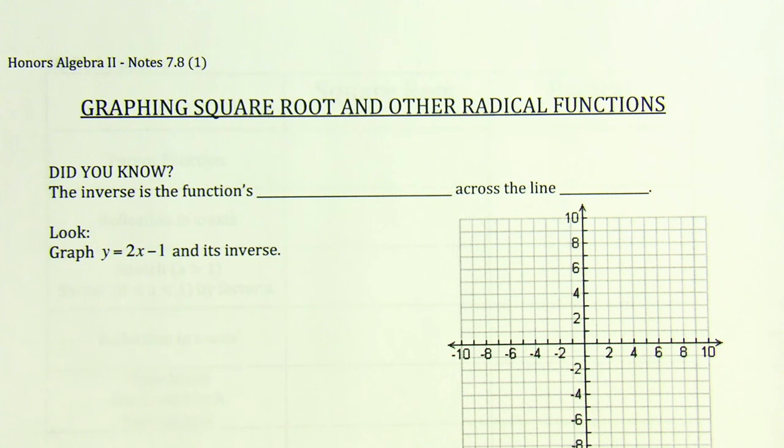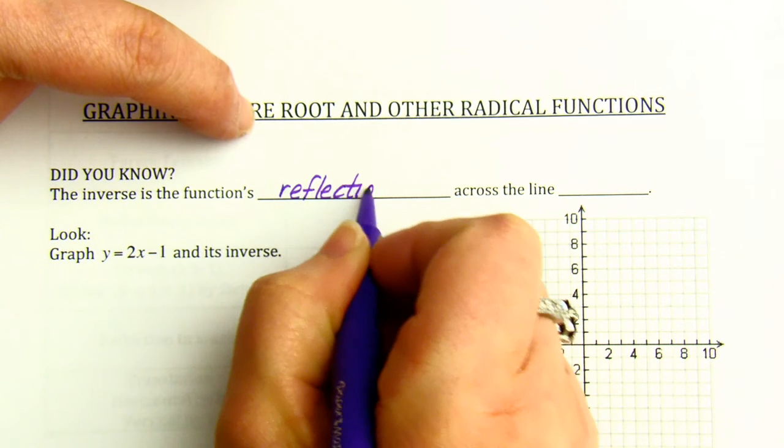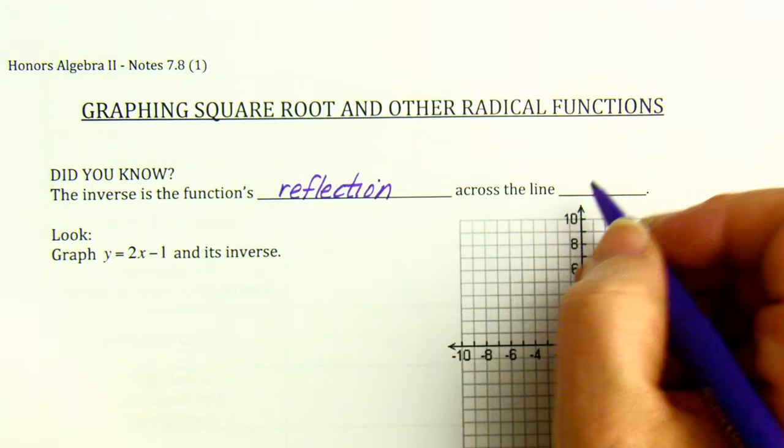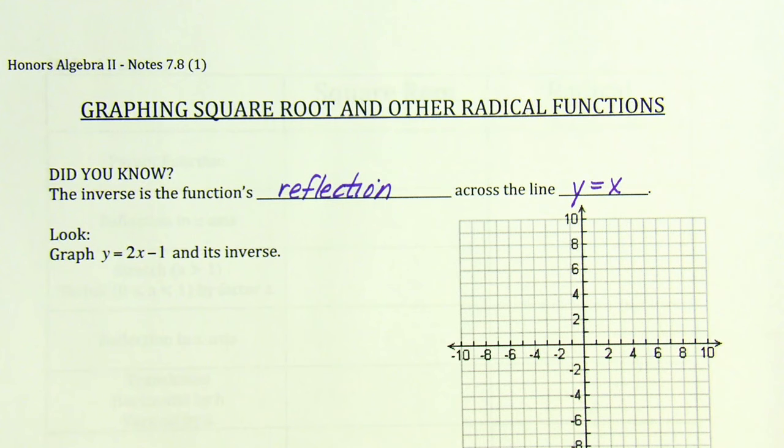Did you know the inverse is the function's reflection across the line y equals x? So in the last lesson, we did see that, when you're finding the inverse of the function, it's all about switching the x's and the y's. And in fact, when we graph the function and its inverse on the same coordinate plane, you will see a reflection across the line y equals x. And we're going to do that right now.